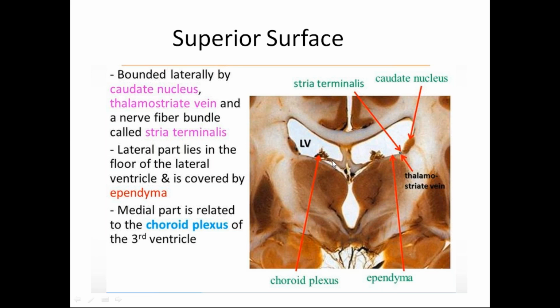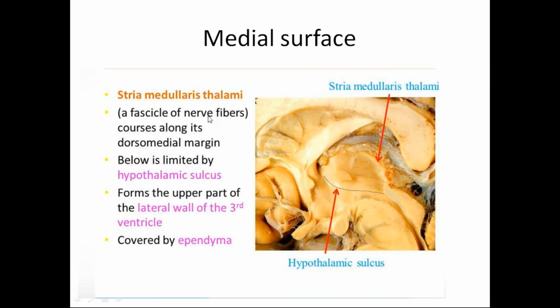The medial part is related to the choroid plexus of the third ventricle, because that is the one coming and forming the lateral wall of the third ventricle. So it has choroid plexus out here. The stria medullaris thalami is a fascicle of nerve fibers that courses along its dorsomedial margin, and below it is limited by the hypothalamic sulcus, forming the upper part of the wall of the third ventricle.